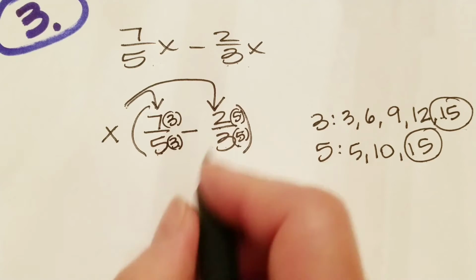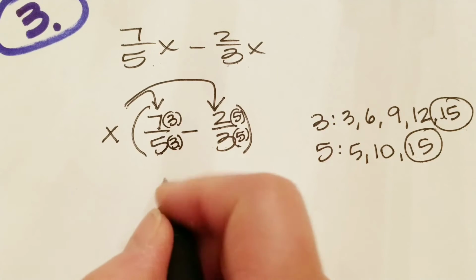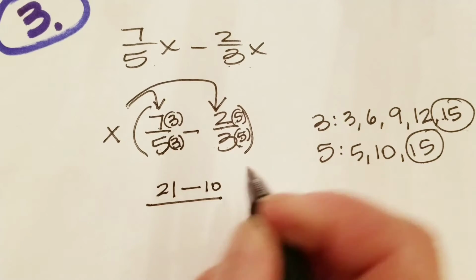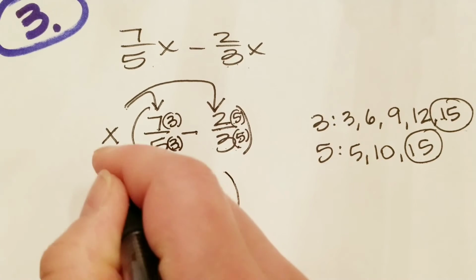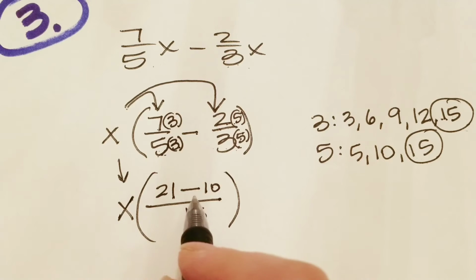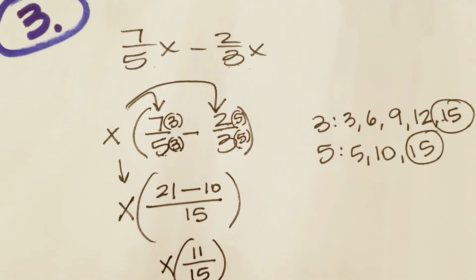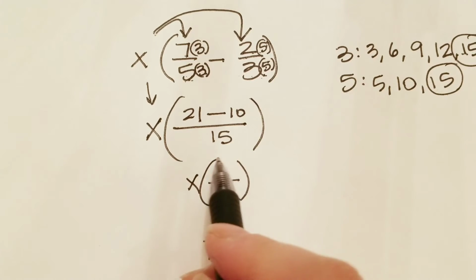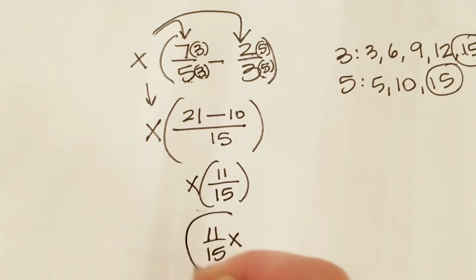So let's go ahead and evaluate what's in the parentheses here. 7 times 3 is 21, minus 2 times 5 is 10, and now I have a common denominator of 15. And I'm going to bring down my x. Don't forget about that. That's important. 21 minus 10 is 11, and then my denominator of 15, and then bring down my x. My answer is actually x times 11/15, which is 11/15 x. We can't necessarily leave it like this because this isn't proper. This is in proper form.